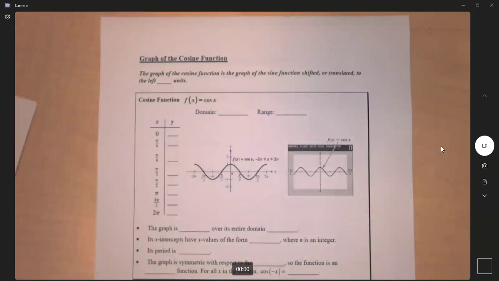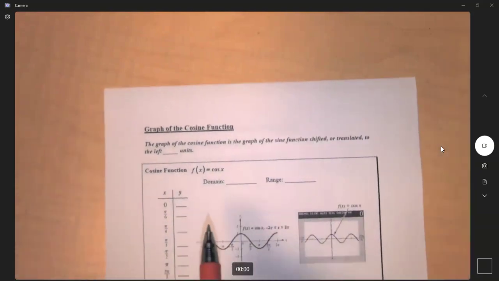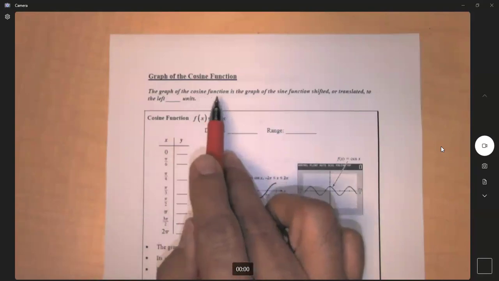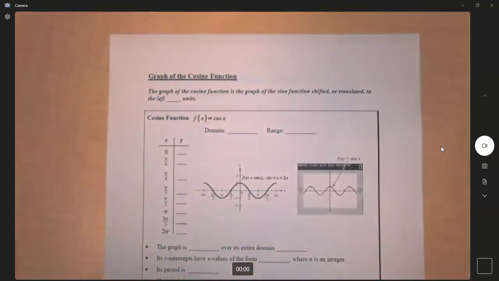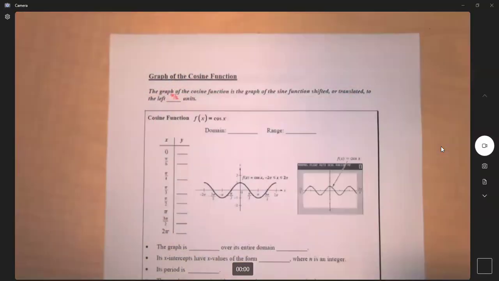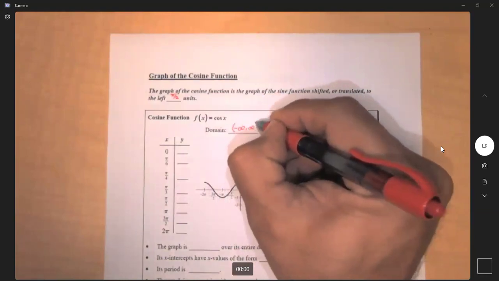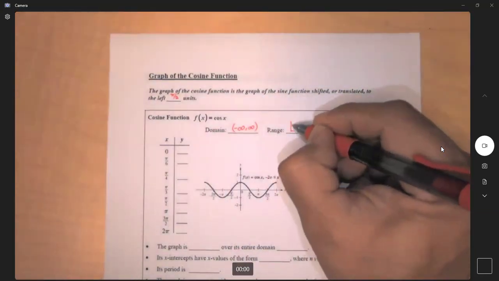Let's look now at the cosine graph. Very similar to the sine, except remember I told you this one's off phase by a value of pi halves units. So that's what we have up here. The graph of the cosine function is the graph of the sine function shifted or translated to the left by pi halves units. Okay, it still has the same domain and has the same range.